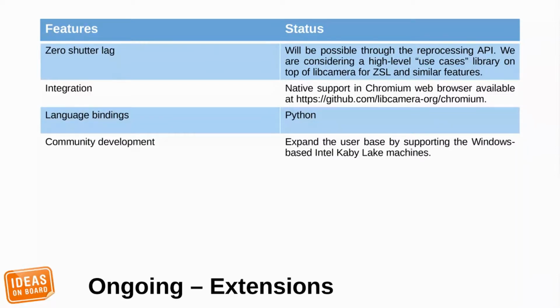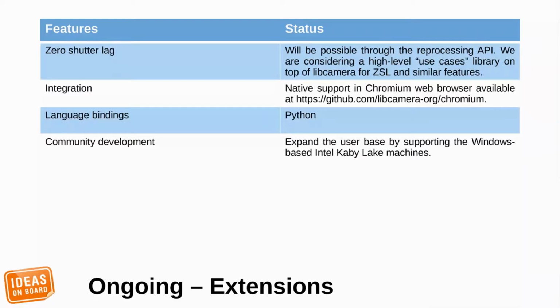We are working on integration of libcamera in the Chromium web browser, and that's actually available on GitHub and successfully tested. So we have been able to place a video call as well with libcamera in Chromium, which is quite nice. I mentioned already that there are Python language bindings that are under development, and I'm sure other language bindings will be developed later. And we're really trying to expand the community of users and hopefully developers.